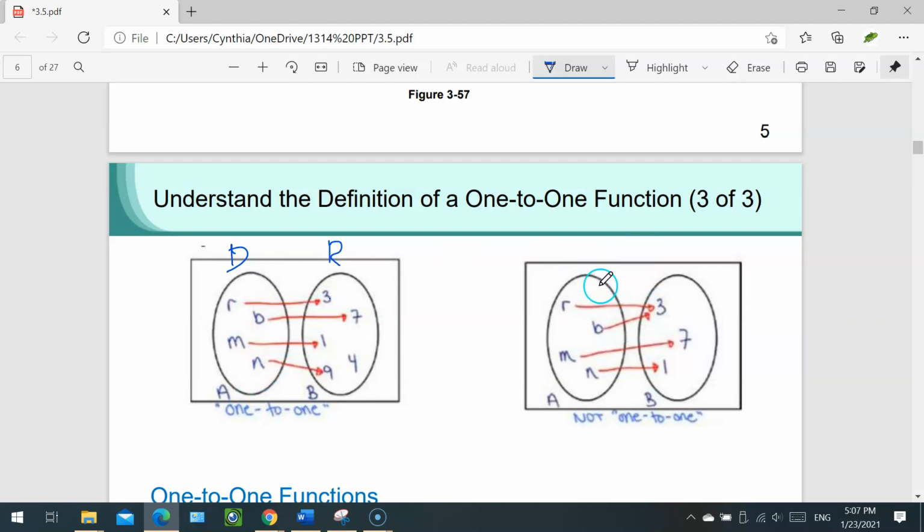If you look at this graph, R assigned to 3, B also assigned to 3, so that means R and B share the same number 3 on the range. So in that case, this is not a one-to-one. The definition of one-to-one is that each element on the domain must be assigned to a particular value on the y.